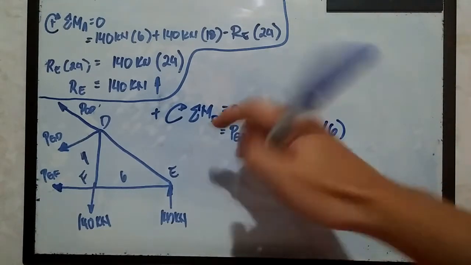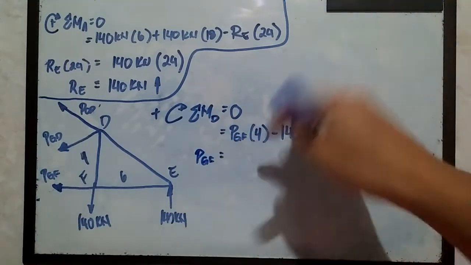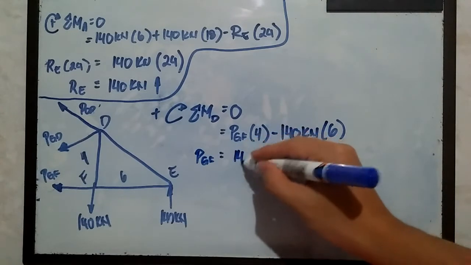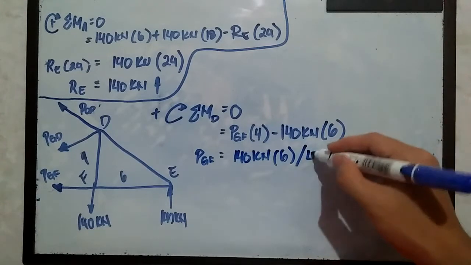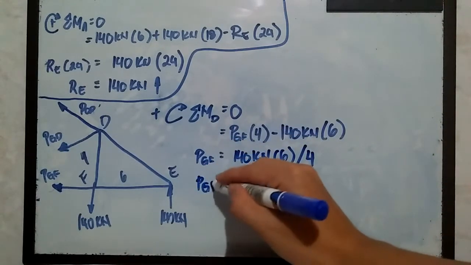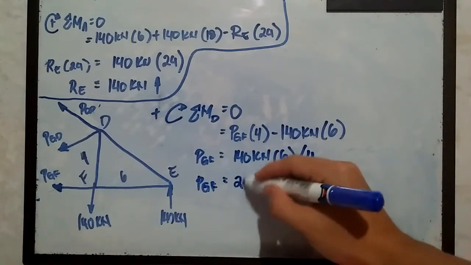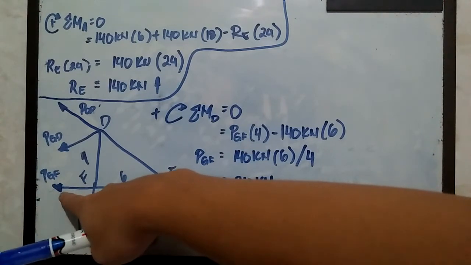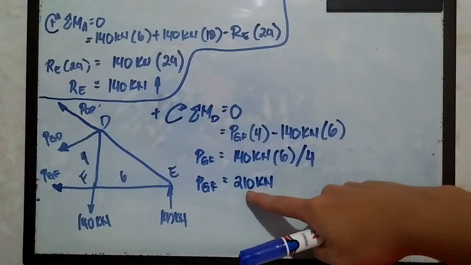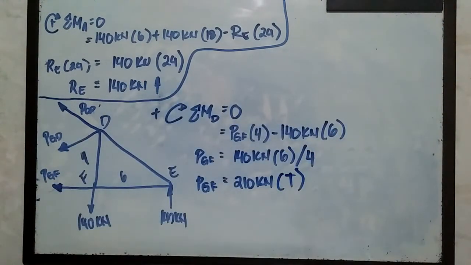Then isolating P sub GF and dividing both sides by 4, P sub GF is equal to 140 kilonewtons multiplied by 6 divided by 4. And then P sub GF is equivalent to approximately 210 kilonewtons. So this one is 210 kilonewtons. Since we assumed that it is in tension and we have a positive answer, this initial assumption is correct. So this one is in tension.